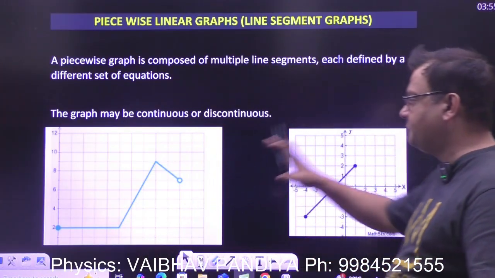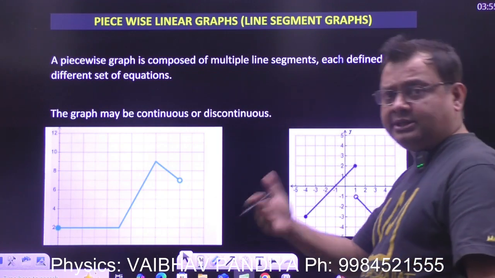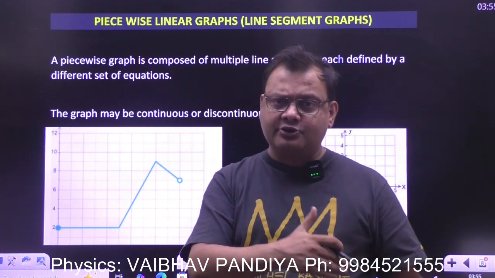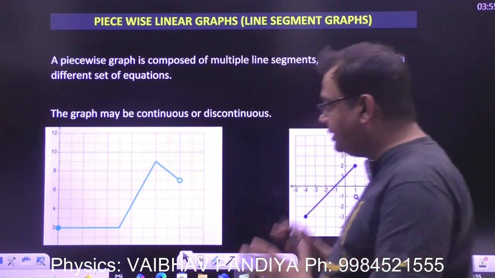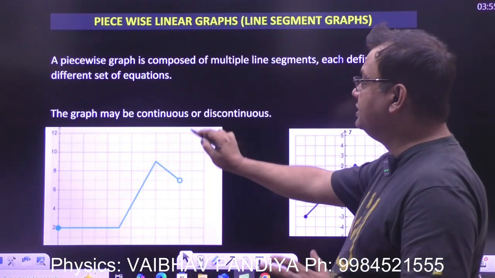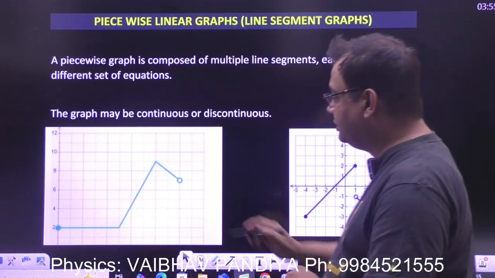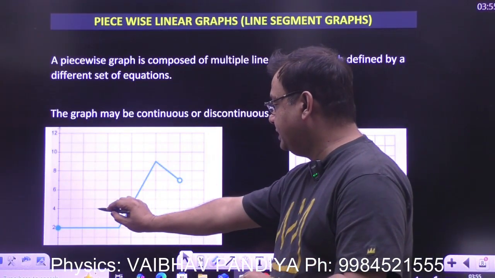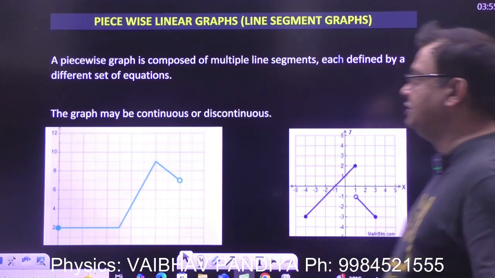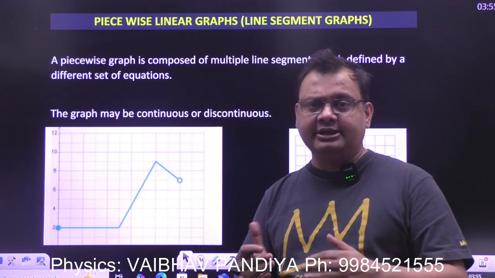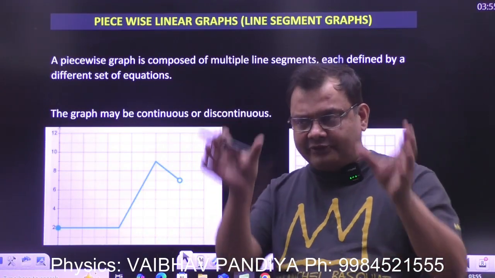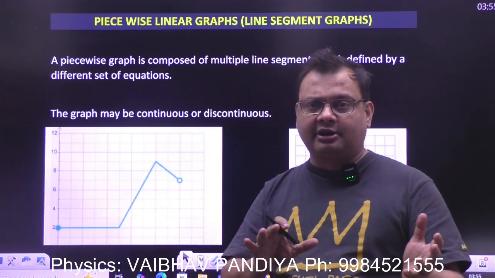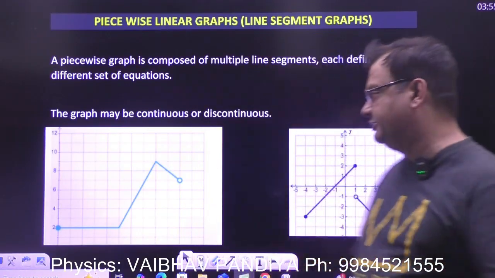When we are talking about piecewise graphs in the context of a straight line, there are other curvilinear graphs too which can be piecewise. Right now in this lecture, we are limited to straight line piecewise graphs. So they are breaking into different segments of a straight line. In today's lecture, we will see that if we are given the set of equations for piecewise graphs, then how we are going to plot these graphs, okay?